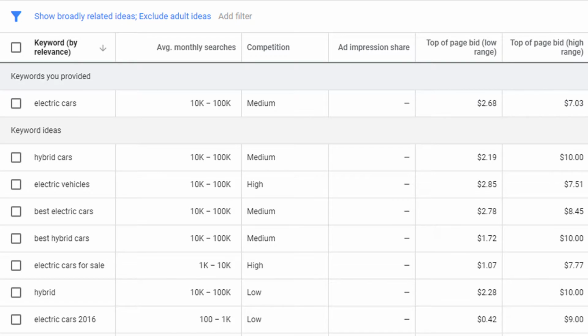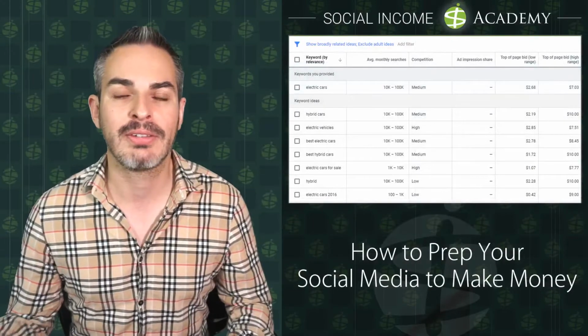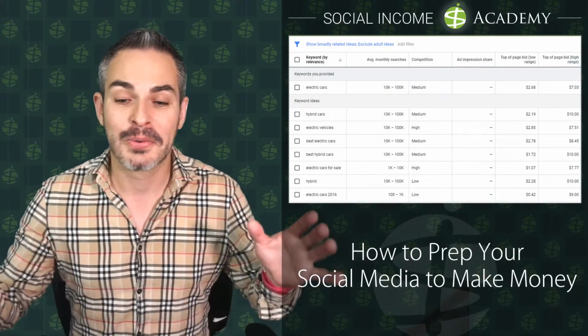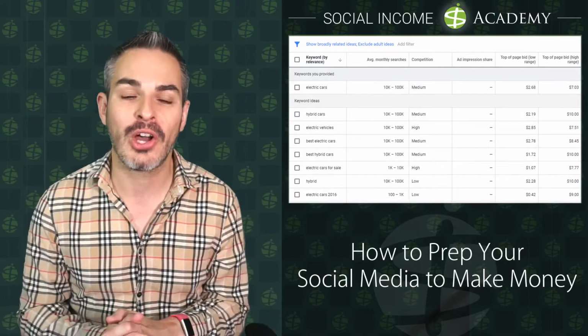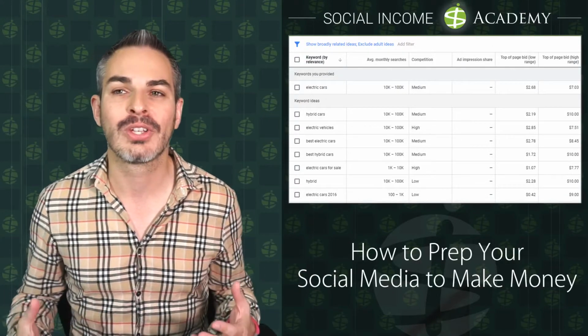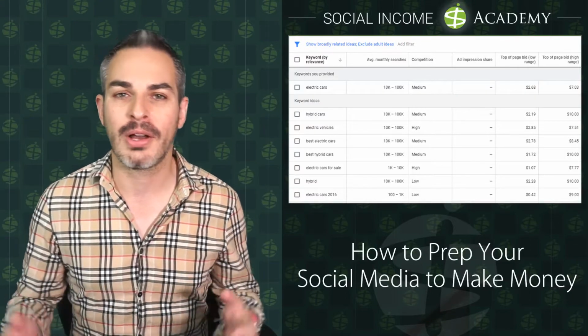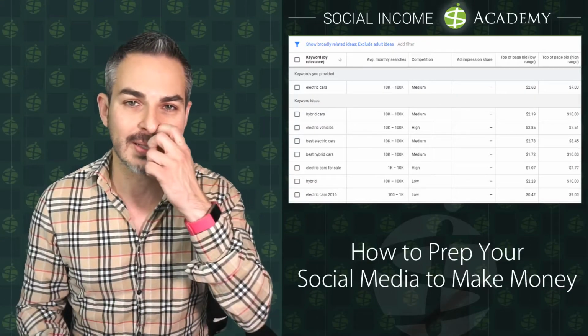Then it says keyword ideas, and now we go into hybrid cars, best electric cars, and so forth, and also the average monthly searches for those, and once again how much advertisers are willing to pay for one click. Now, this is really all you need to know as far as figuring out whether there is money in a topic that you're blogging or YouTubing or podcasting about.